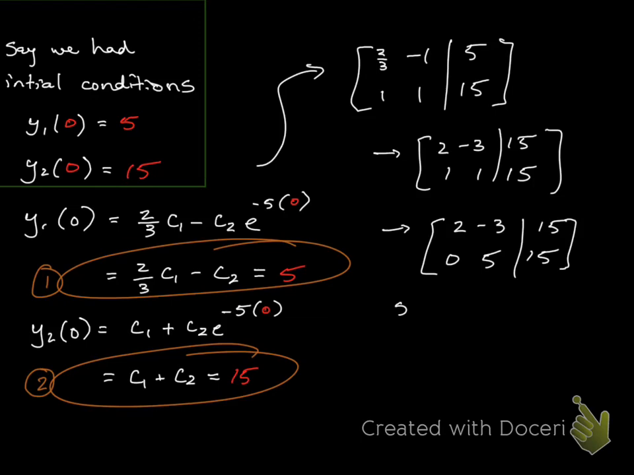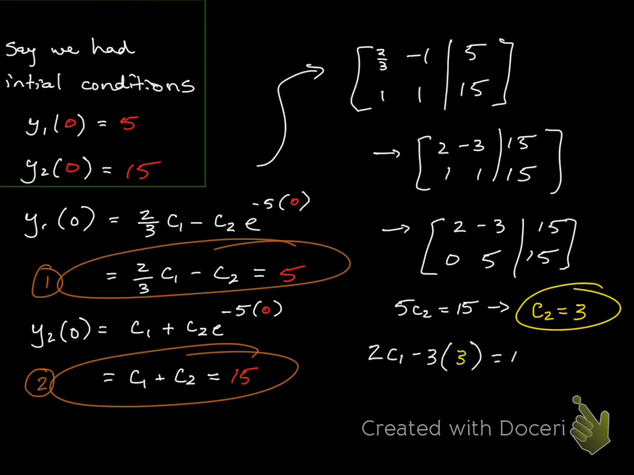Okay. I can work with this. This tells me that 5C2 is equal to 15. That, of course, means that C2 is 3. From that, I can use 3 to find what C1 is, right? 2C1 minus 3C2, well, C2 is 3. 3 times 3 is going to give me a 9, so this will say 2C1 minus 9 equals 15. That's the same as saying 2C1 equals 24, so C1 is 12.